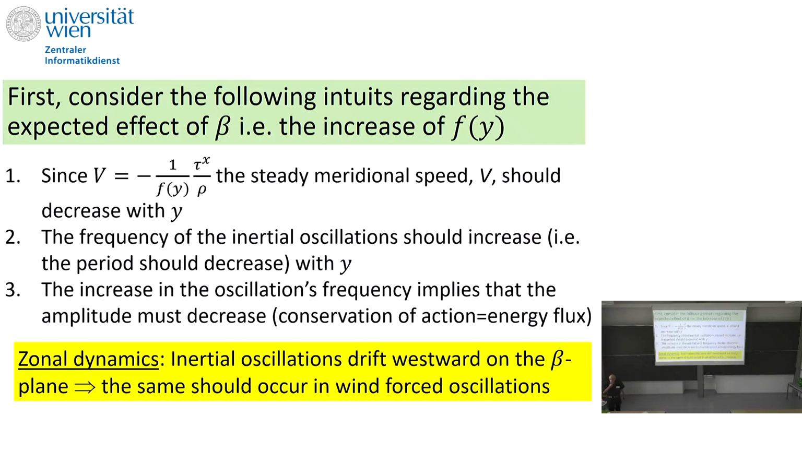And again, we don't know anything about the inertial dynamics, so the only thing we can intuit is that perhaps, if you extend inertial oscillations from the f-plane to the beta plane, then they start drifting westward. So we might say this will drift westward like inertial oscillations, but the question is what happens with the wind stress? The wind stress can be directed either eastward or westward.